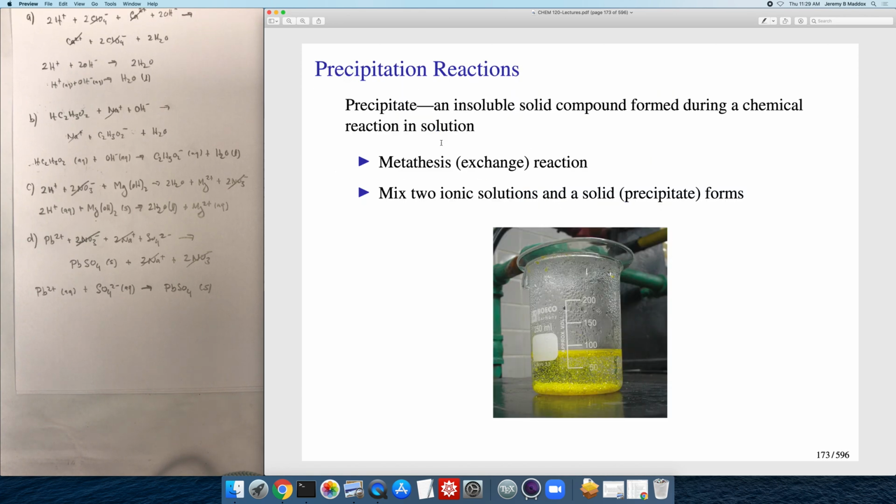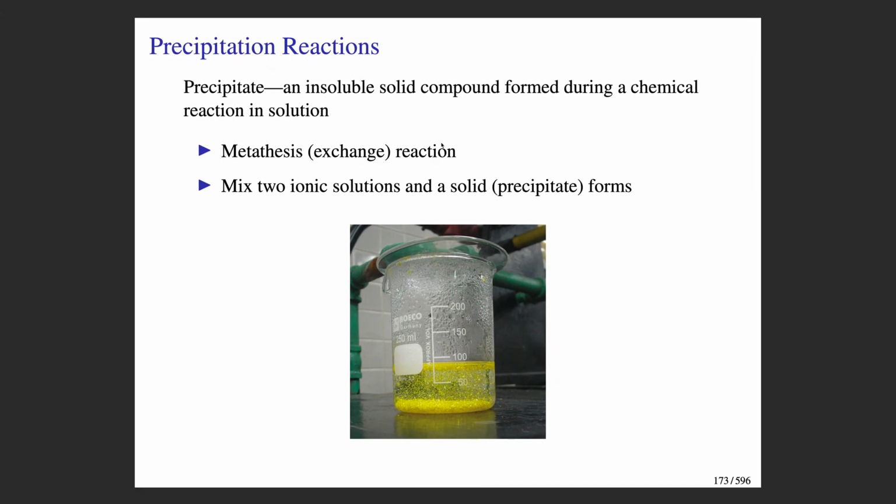So let's just talk about what these precipitation reactions are. I've kind of already hinted at what it is. In a precipitation reaction, you have reactants coming together, and then an insoluble solid compound forms during the reaction. And so here's a picture illustrating a precipitate forming. What they haven't shown you is the mixing of two different solutions, and then there's an exchange, a metathesis or exchange reaction that occurs.